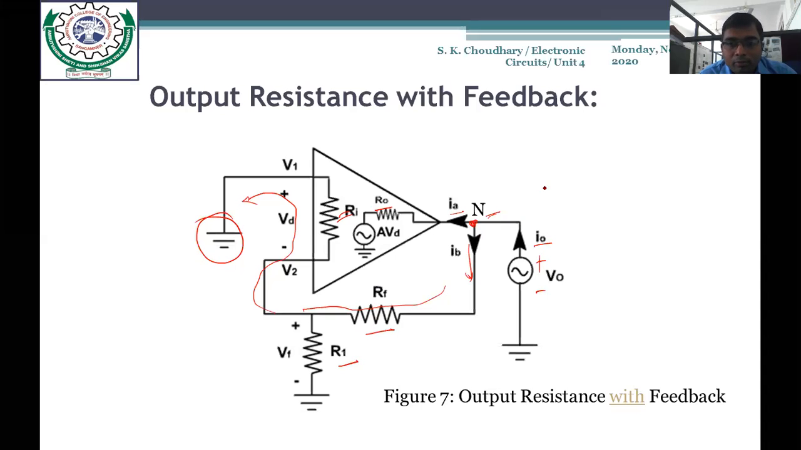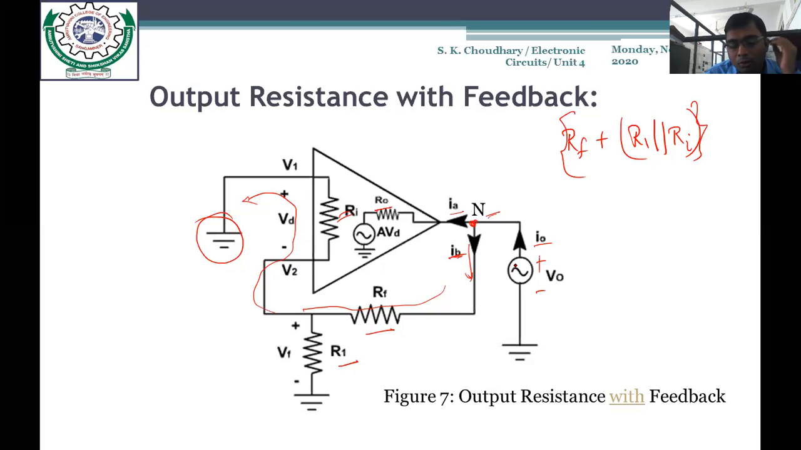So you can find that it becomes an equivalent circuit, that is RF plus R1 parallel RI. R1 is parallel because there is only one resistance, RI, connected between this node and the ground. So this is the network that would be formed here, the network through which IB is flowing.